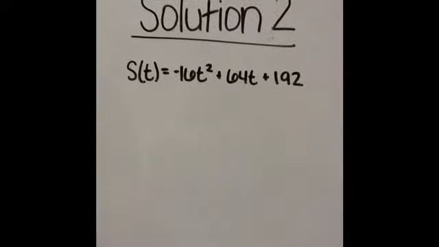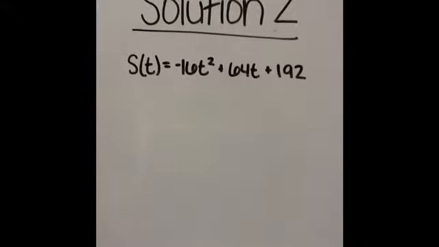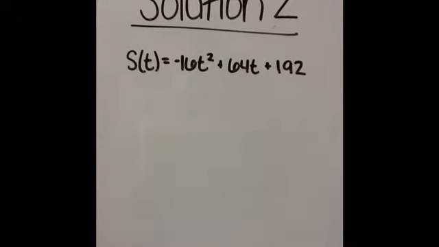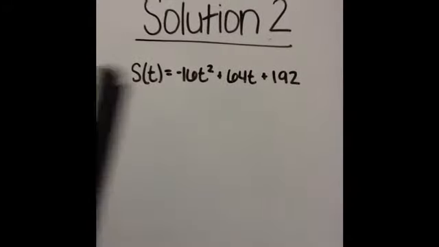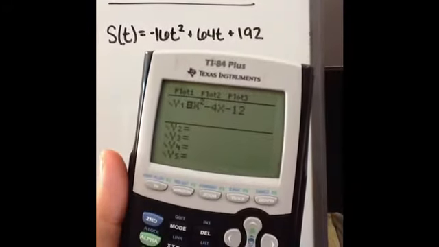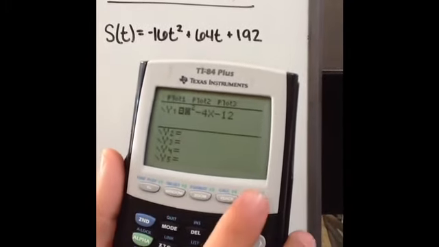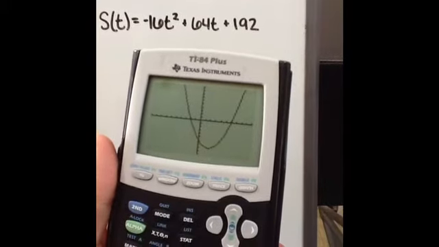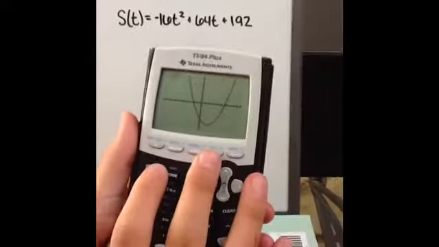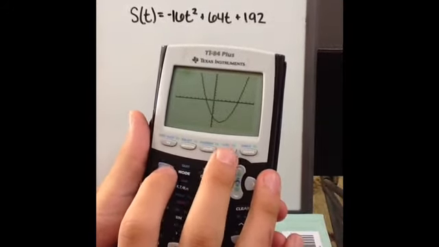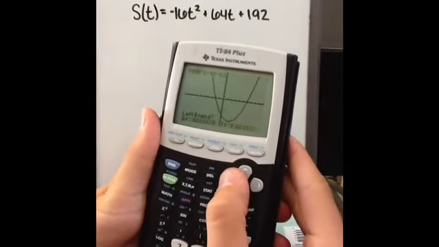Solution 2. I will now solve this problem graphically. As we showed in the last problem, negative 16t squared plus 64t plus 192 also equals x squared minus 4x minus 12. Now plugging that into the graph and pressing graph, you get a graph of the function. Now to find the answers, we have to find the values of x where y equals 0. So you press second, trace, 2, and you find the two x-intercepts.